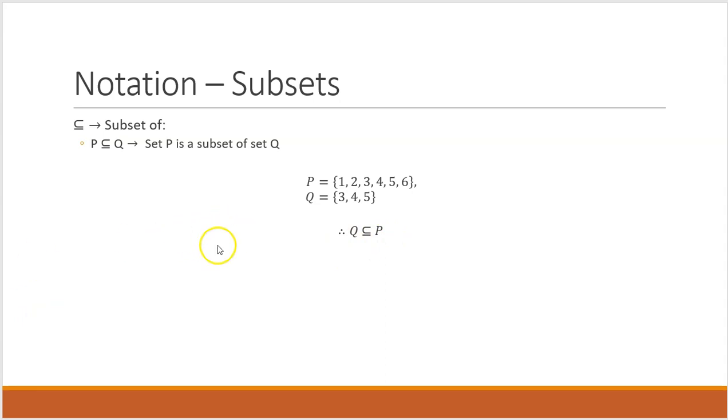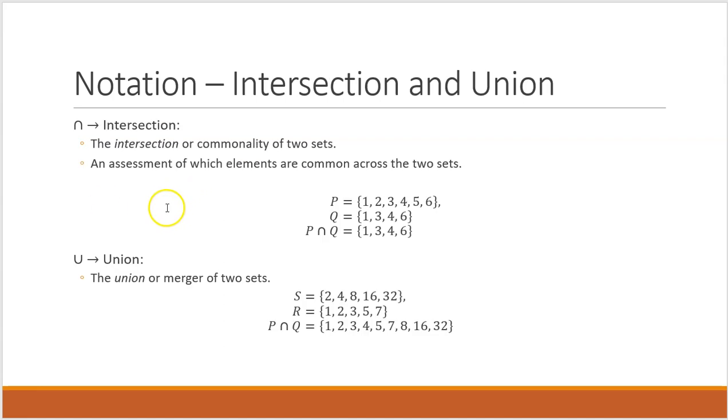So this particular video is quite dense in a lot of new notation, but we've only got a little bit more, and then it will be out of the way. So the next part is notation of intersection and unions. An intersection is a comparison of the commonality of two sets. So you're asking yourself, what is common across two different sets?